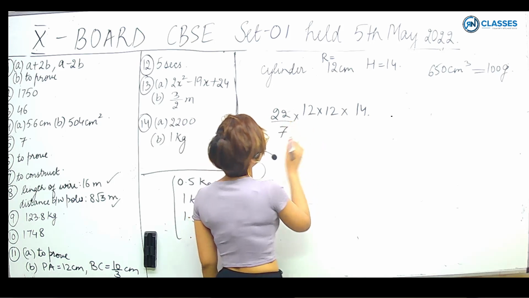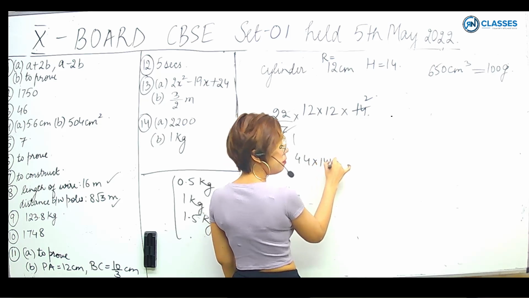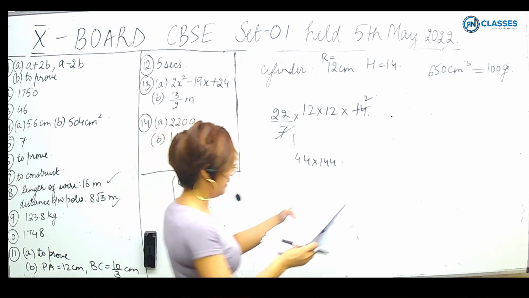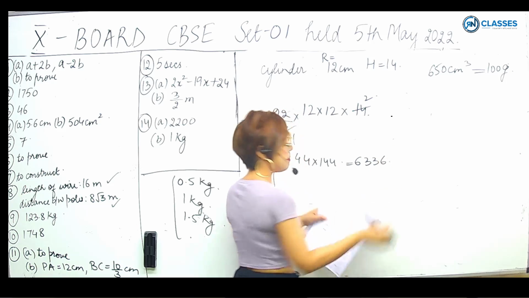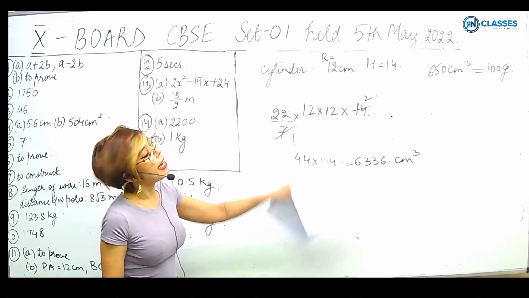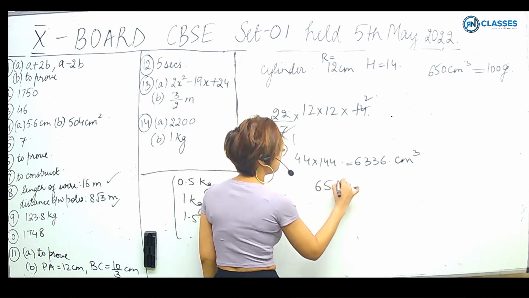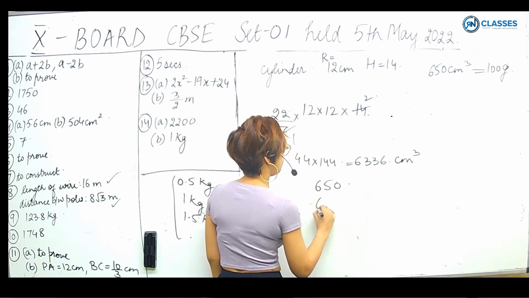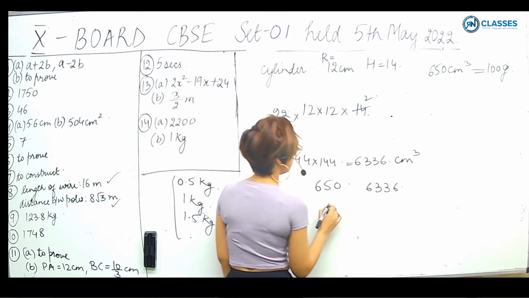So if this goes by 2, this is 44 into 144. Whatever turns out to be, this actually turns out to be equal to 6336. Right? This is centimeter cube. This is the volume of the cake. But I need to convert it into the weight. So I know 650 centimeter cube weighs 100, and this is 6336.